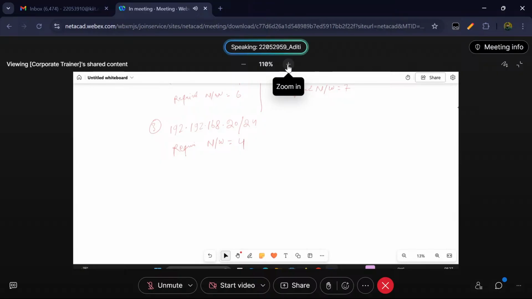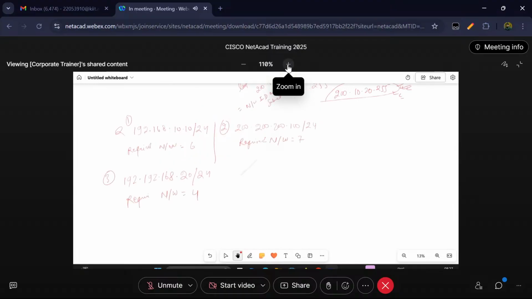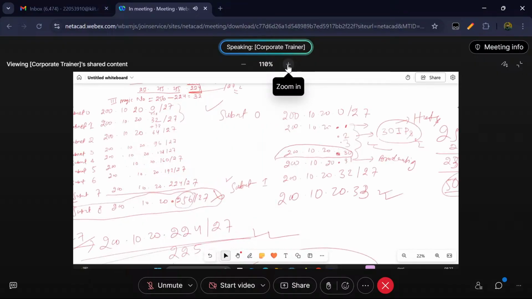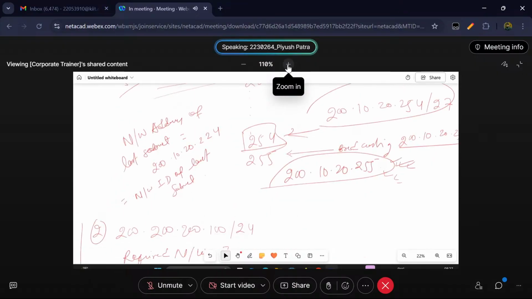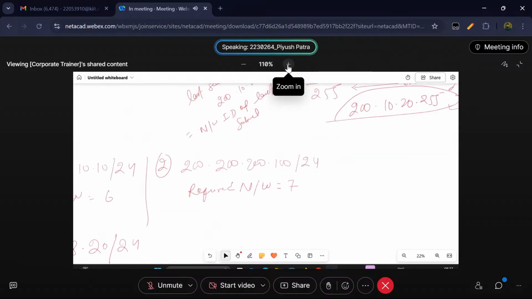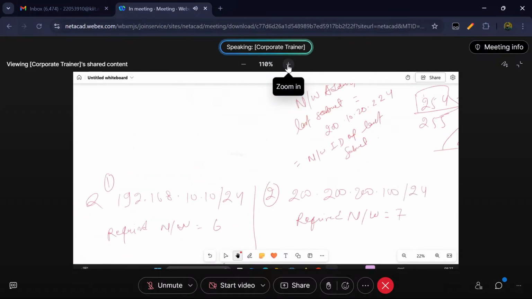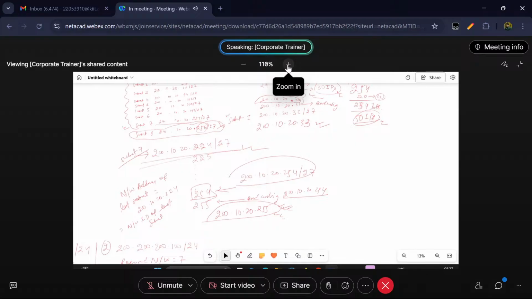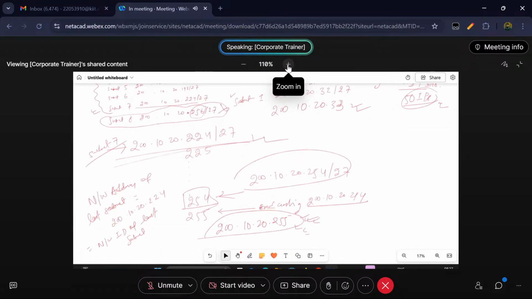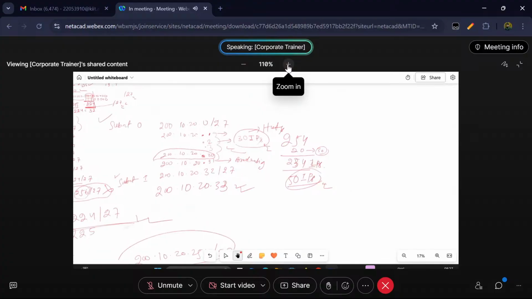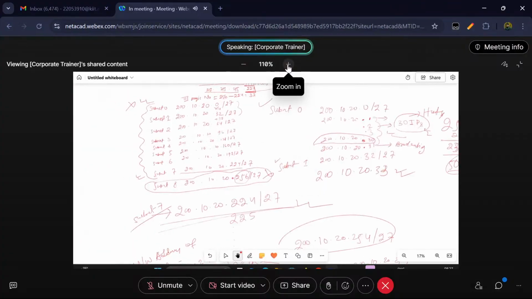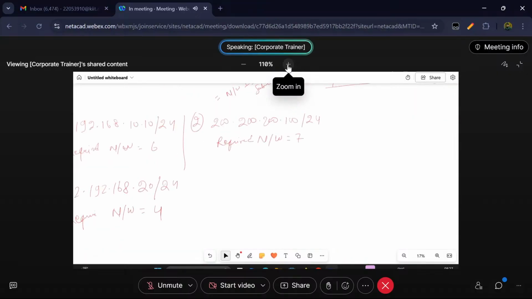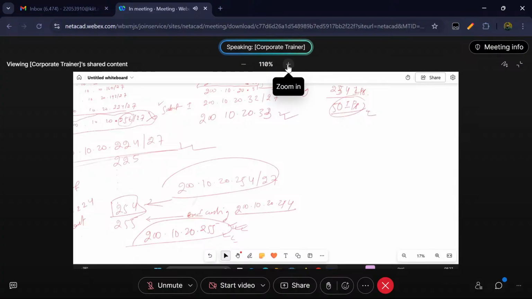Sir, number of subnets. What is the meaning of required network? Explain it. Sir, number of sub networks that we require. Yeah, you can say that. When we started, I'll give a quick overview of that. Those who are asking this question, let me go to my previous example where I explained that. I'll show you on the screen. Just see the formula which I have used here.